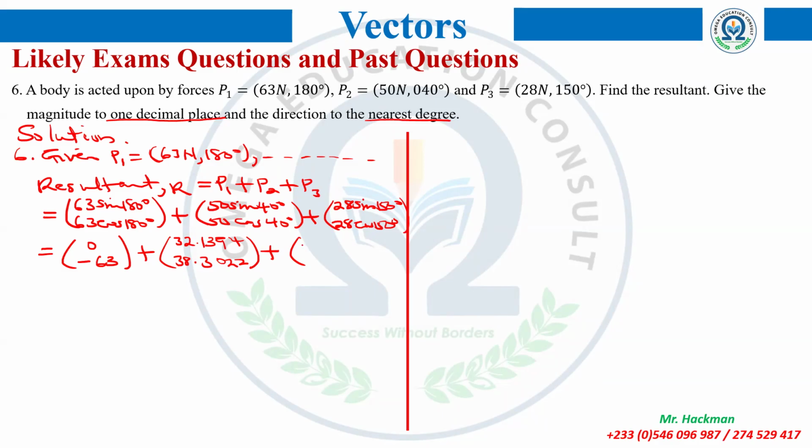I'm waiting. 14. Are you sure? 28 cos 150. 150 is not a special angle. No, that's a sine, okay. I said 150. 14. Yes, please. That one is 14. Then 28 cos 150.